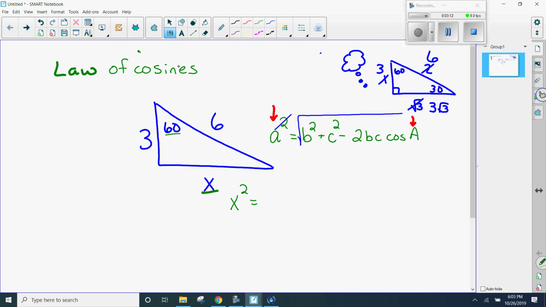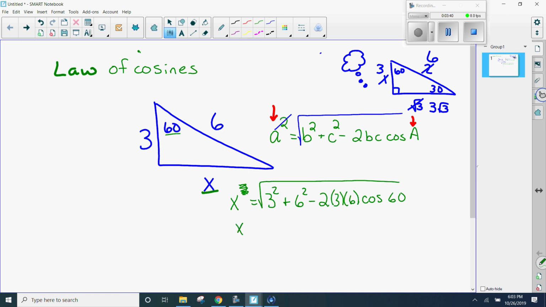X squared is equal to 3 squared plus 6 squared minus 2 times the product of those 2 sides. So I have 3 and 6. And then the cosine of the angle opposite of the very first value I started with, which is 60 degrees. Now I know that to get rid of the square, I'm going to have to take the square root of that value.